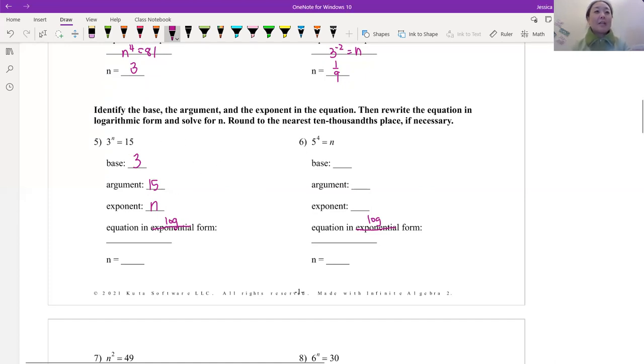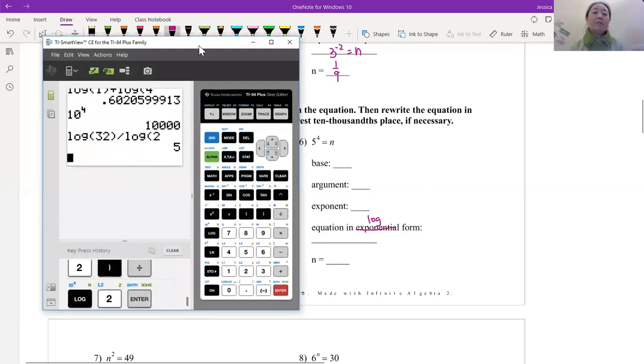All right, and so again, if you notice, this is like the triangle right here, right? So 3 to the n is equal to 15. So we're going to go this way. So log base 3 of 15 is equal to n. And now what we're going to do is solve for n. So remember, we can just use the change of base formula. So this can be log of 15 over log of 3. And we're going to calculate it out.